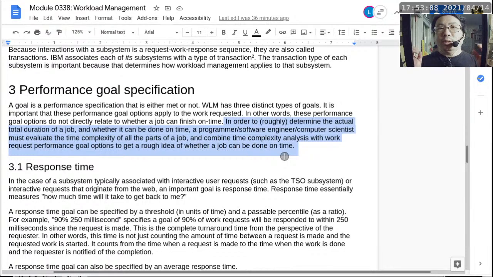Okay, so it takes a lot of expertise. The reason why I put all of these people here, programmer, software developer, computer scientist, is because it all depends on the complexity of the job involved. If the job is fairly straightforward, like a sequence where we do this, and then this, and then this, and then we're done, then a programmer can probably estimate how much real time it's going to take, as long as we know the response time for all of the work requests.